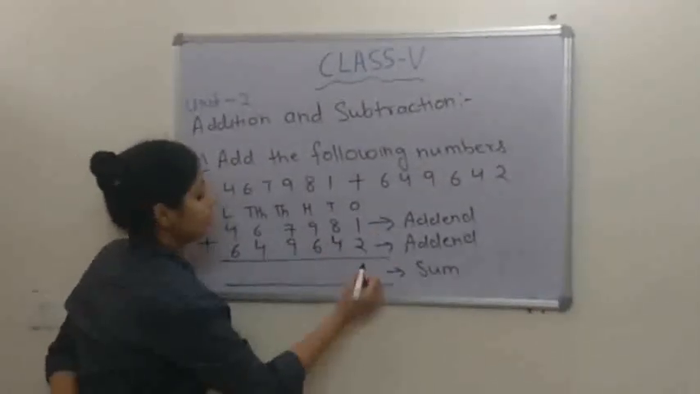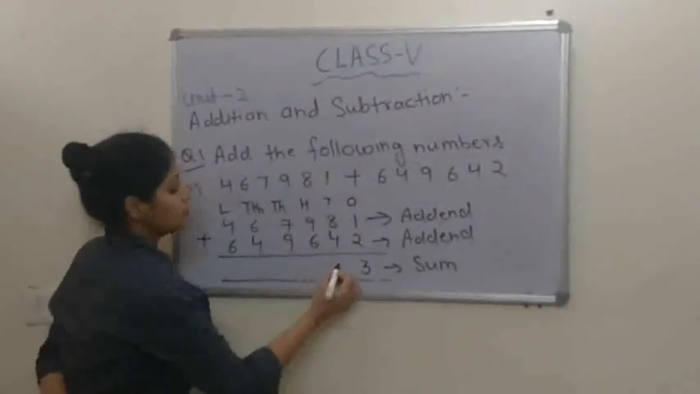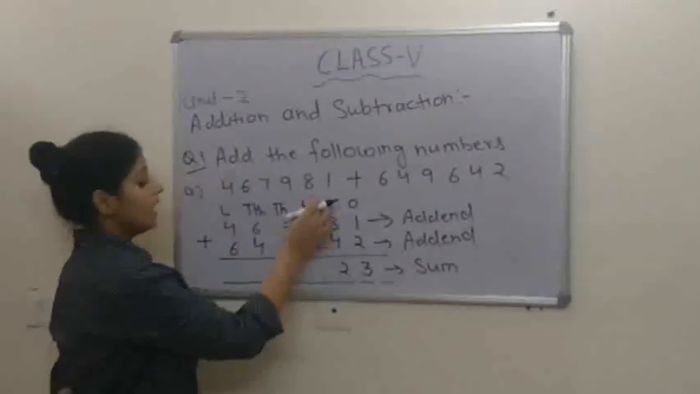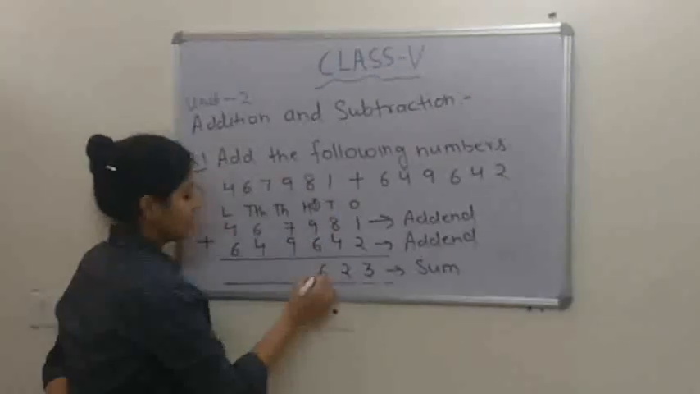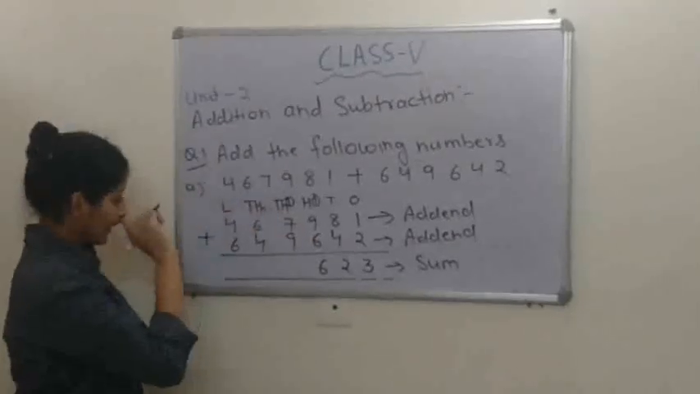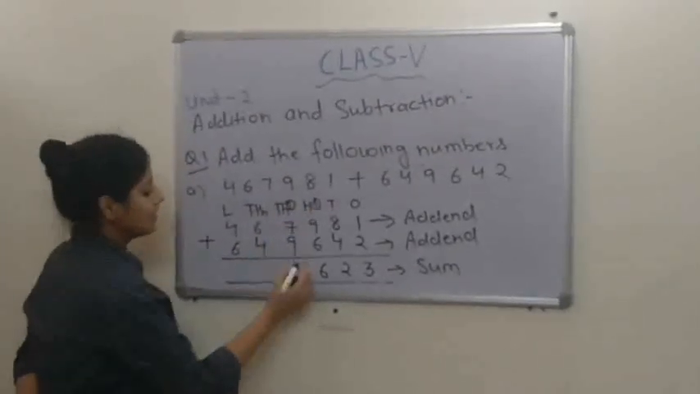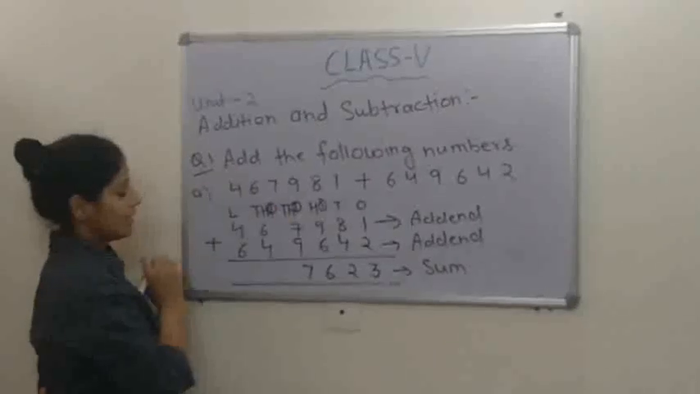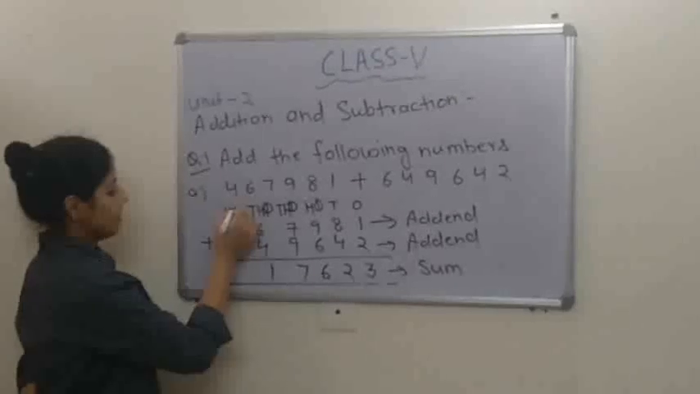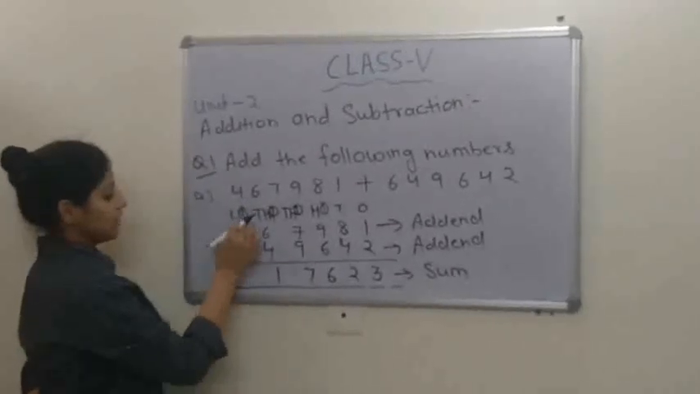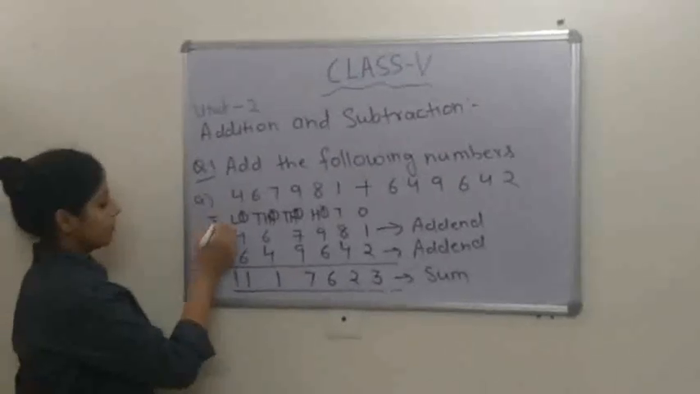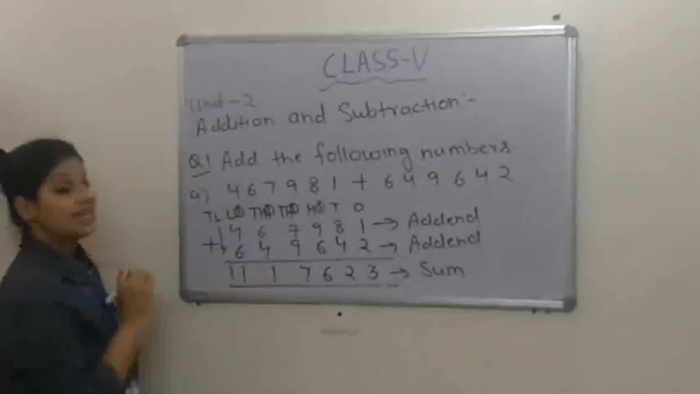2 plus 1, 3. 8 plus 4 is 12, 1 will be carried over. 9 and 1, 10, 10 plus 6, 16, 6 will be here and 1 will be carried to the next place. 9 and 1, 10 plus 7, 17, then again 1 as a carry over. 6 and 4, 10 and 1, 11, and 1 again here. 6 plus 4, 10 and 1, 11. Now it is a 2-digit number, that means we will have one more place, which is the 10 lakh place.